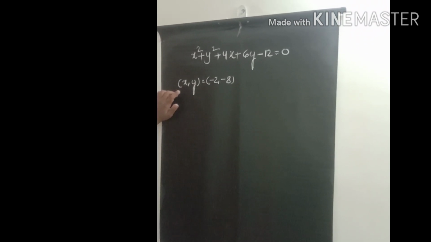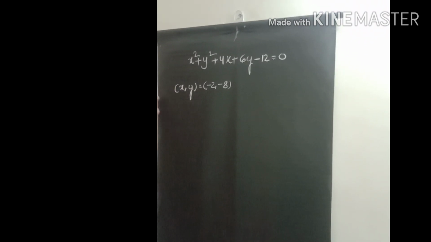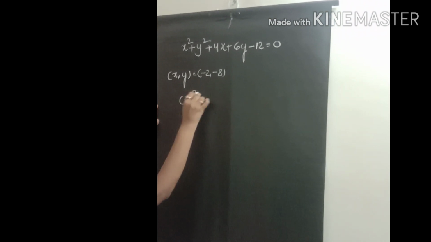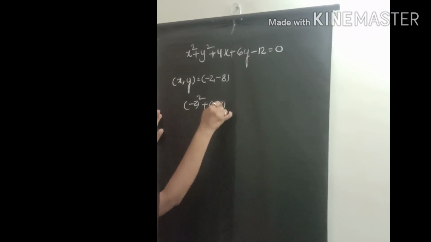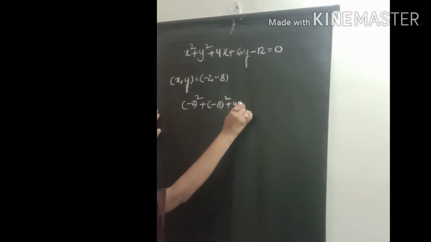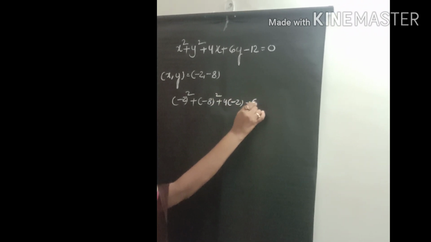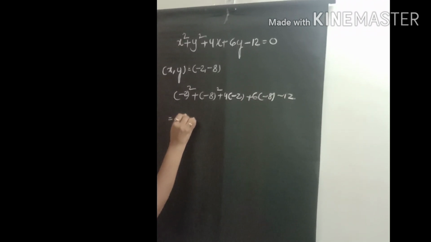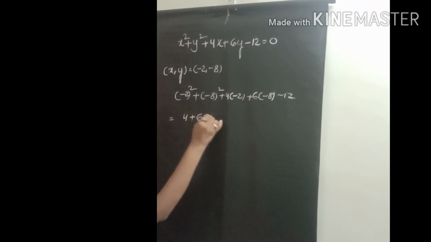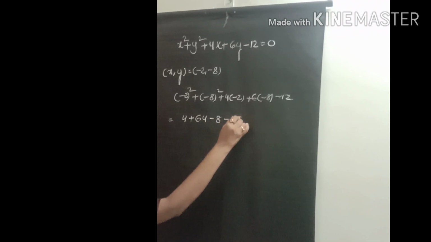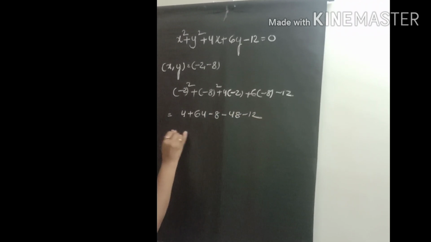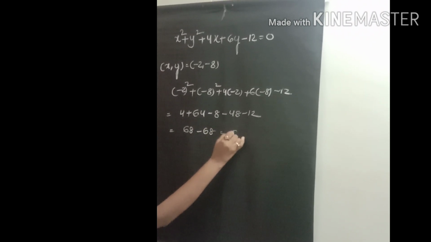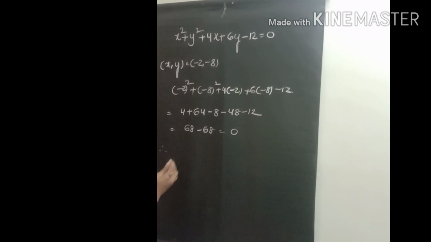Now substituting the last point in the circle equation, that is x is equal to minus 2, y is equal to minus 8. Minus 2 whole square plus minus 8 whole square plus 4 into minus 2 plus 6 into minus 8 minus 12 is equal to 4 plus 64 minus 8 minus 48 minus 12, which is equal to 68 minus 68, which is 0. Therefore, given points are concyclic.